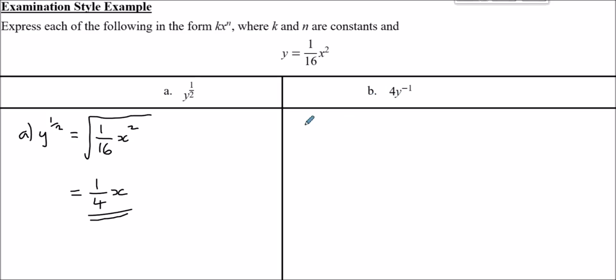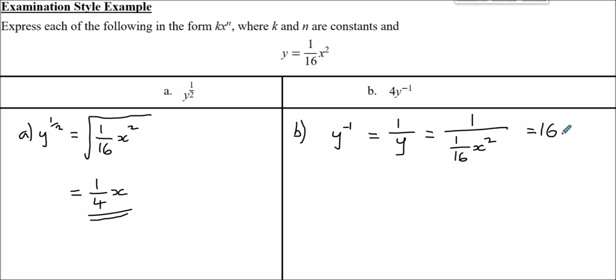So for part B, we want to have 4 lots of y to the power -1. So what I'd suggest, first of all, is thinking what y to the power -1 is. Forget the 4 for a moment. To the power -1 means 1 over y. So that's 1 over y, which is 1 over 1/16 x squared. 1 over 1/16 is 16. 1 over x squared is the same as saying it's x to the minus 2.